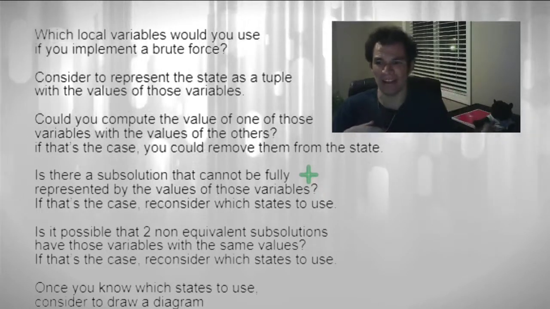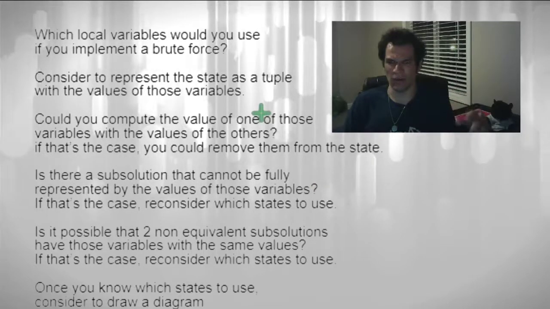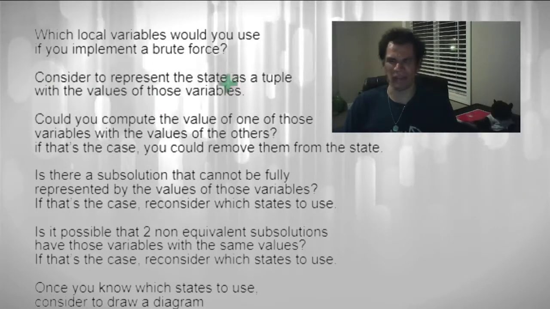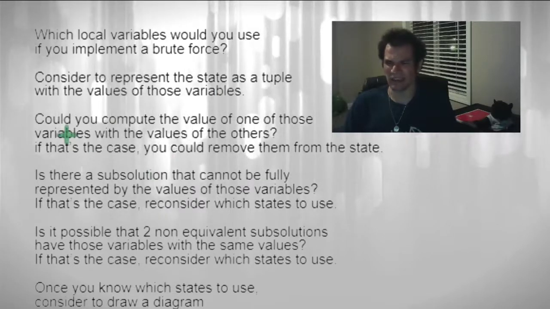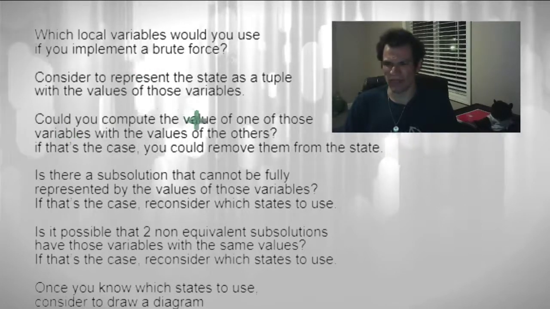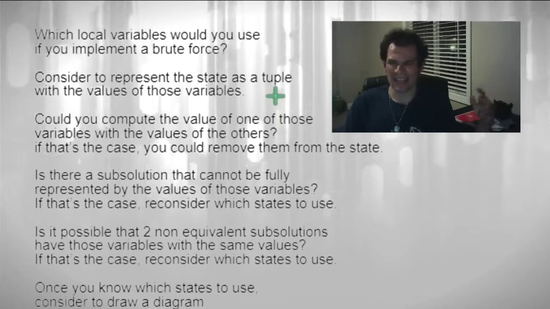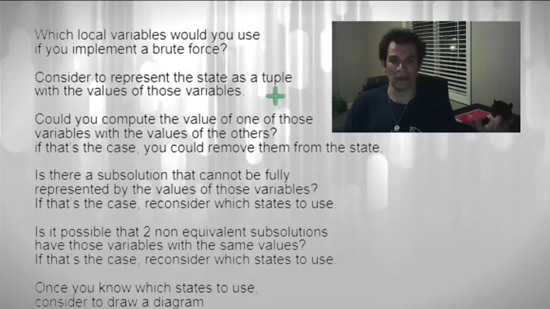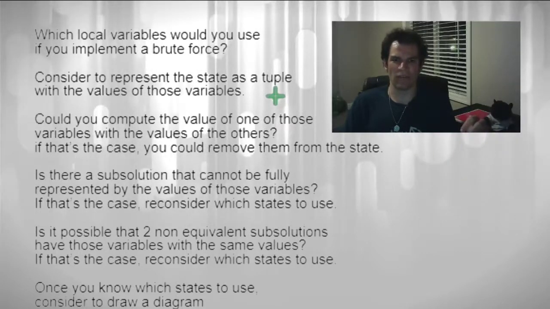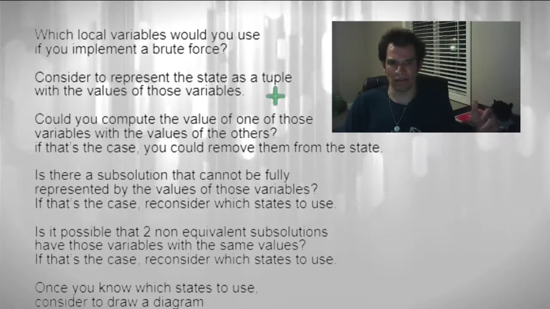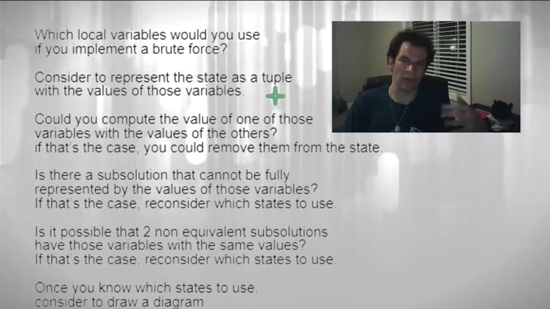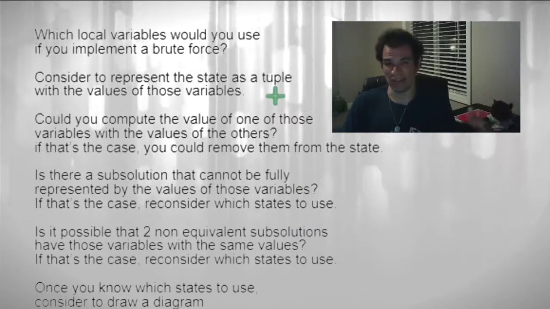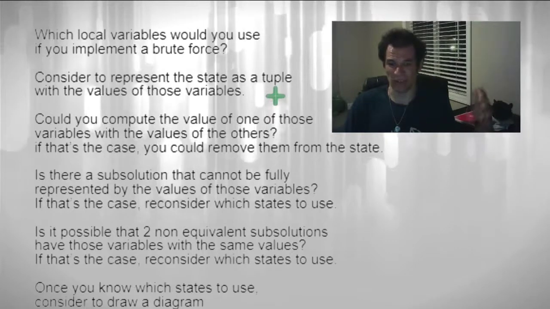Think which variables you would use if you were going to solve the problem by brute force. Then consider representing the state as a tuple with the values of those variables. Then ask yourself, could you compute the value of one of those variables from the values of the others? If that's the case, you could remove it from the state. For example, if you are dealing with a problem of having a liquid of a fixed volume in two containers, if you already know the amount of liquid in one of the containers, you could know the amount of liquid in the other. So you could factor out that information.